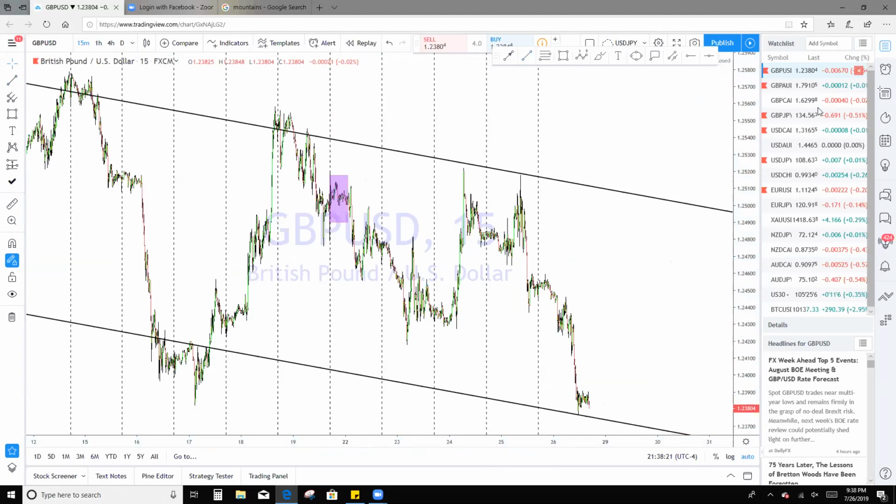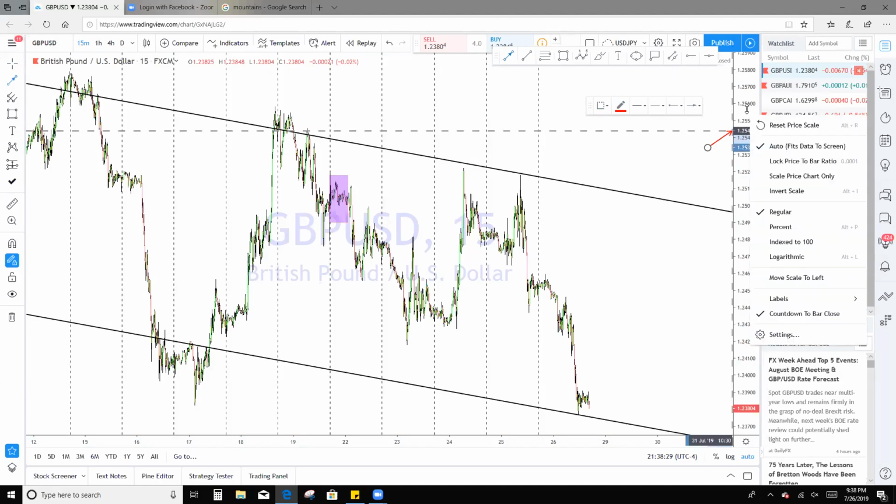And you said it's called Auto Fits Data, you said? Yep. Over here on the right-hand side where you see these numbers. Okay. All right. Over here, just right click and it says Auto Fits Data to Screen.